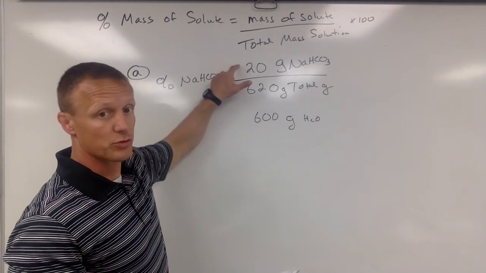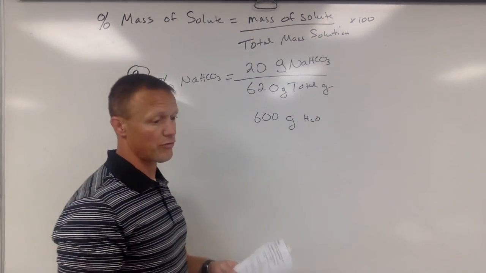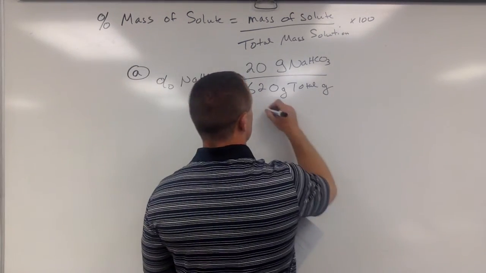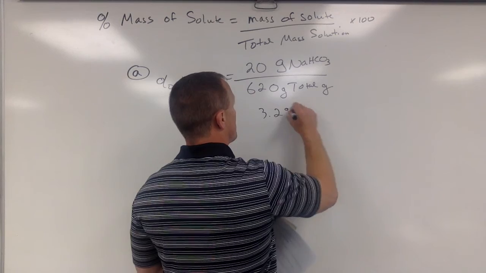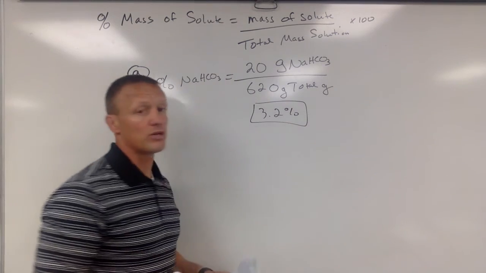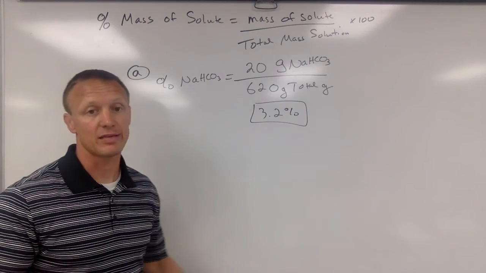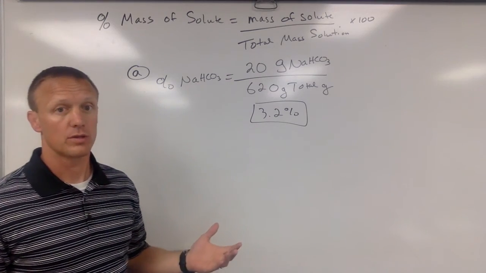Then multiply by 100, so 20 divided by 620, pretty small percentage here. It's only a 3.2% solution. So that means that 3.2% of the mass is the sodium bicarbonate. The other 96.8% is water.